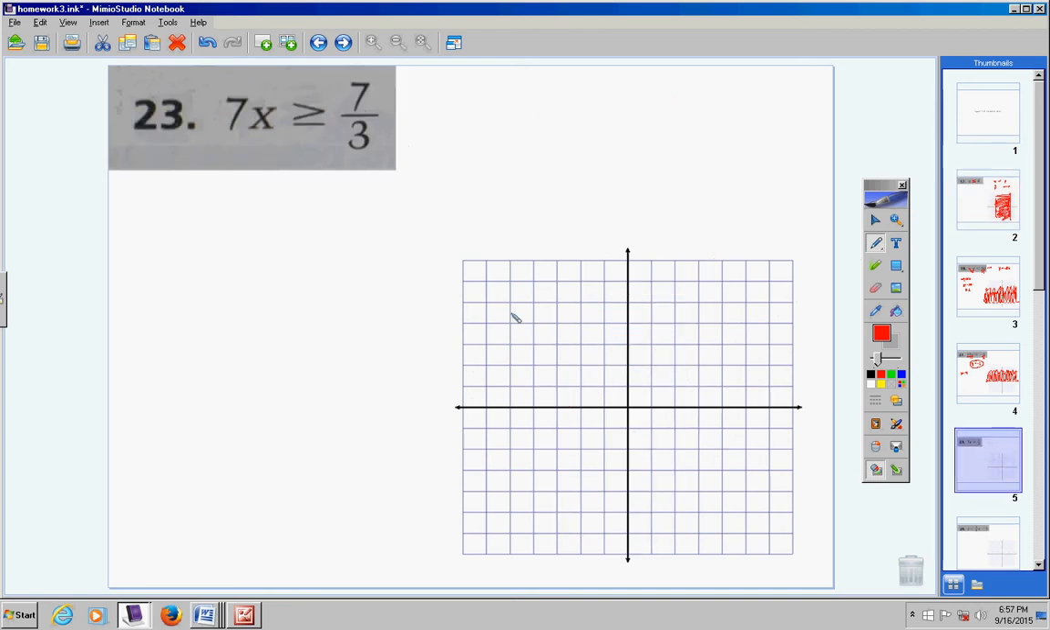Okay, number 23. The first thing you want to do is get this x all by itself, since it is just a single variable inequality. So we'll do that quickly, and we're left with x is less than or equal to 1/3. Okay, so here we go.